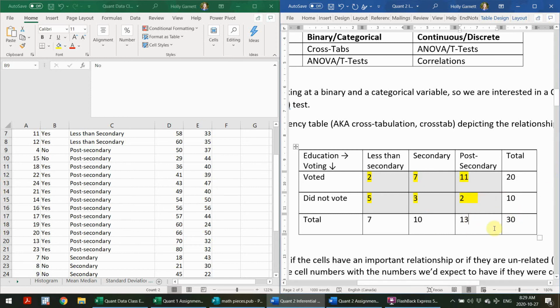All right. So we filled out our beautiful little contingency table. You could also express this as percentages. So what percentage of the people who voted had each of these?